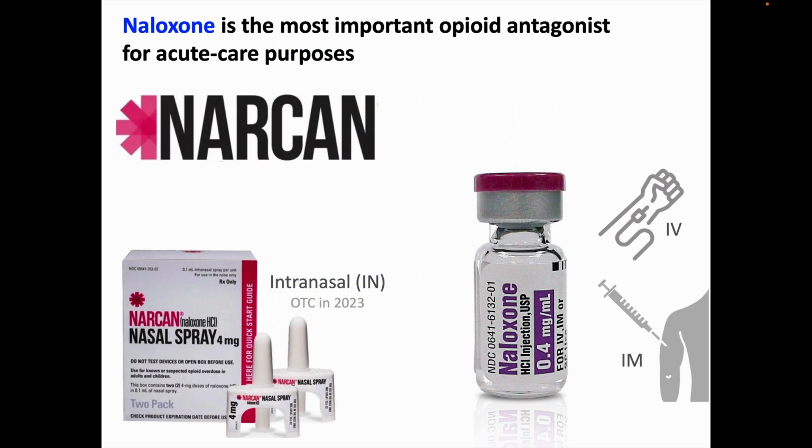Naloxone is the most important opioid antagonist for acute care purposes. It's available as a generic drug and also as brand name Narcan. That trade name explains its mechanism of action as a narcotic antagonist. It's available as an intranasal spray, which was made over the counter in 2023, and it's also used by injection, typically either intravenously, IV, or intramuscularly, IM, especially in cases where getting an IV might be time-consuming because timing is of the essence.